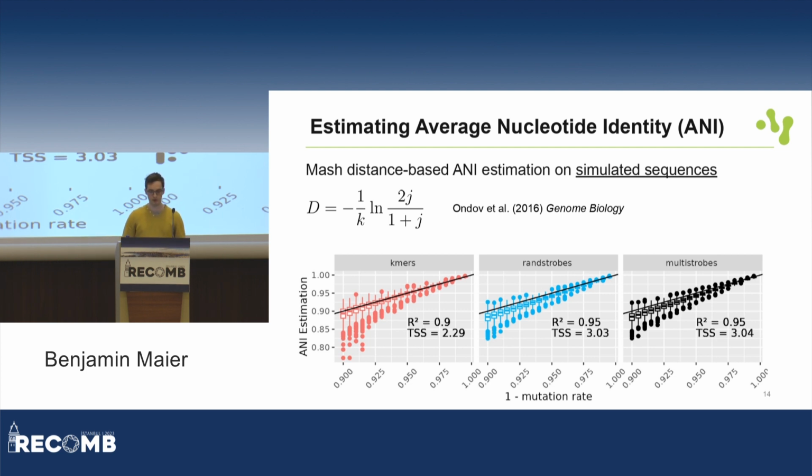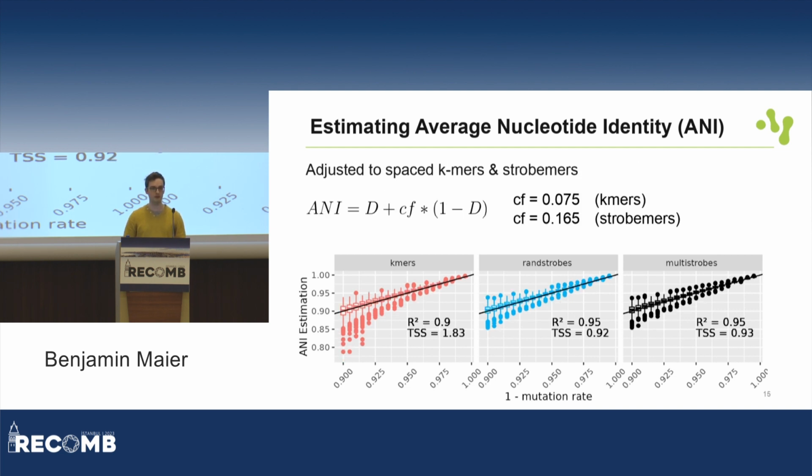We observe just visually that we have the best fit for k-mers. But interestingly, the ranks are better conserved in randstrobes and multistrobes. That makes sense intuitively, because MASH and ANI were developed for exact seeds like k-mers. So we came up with introducing a scaling factor.